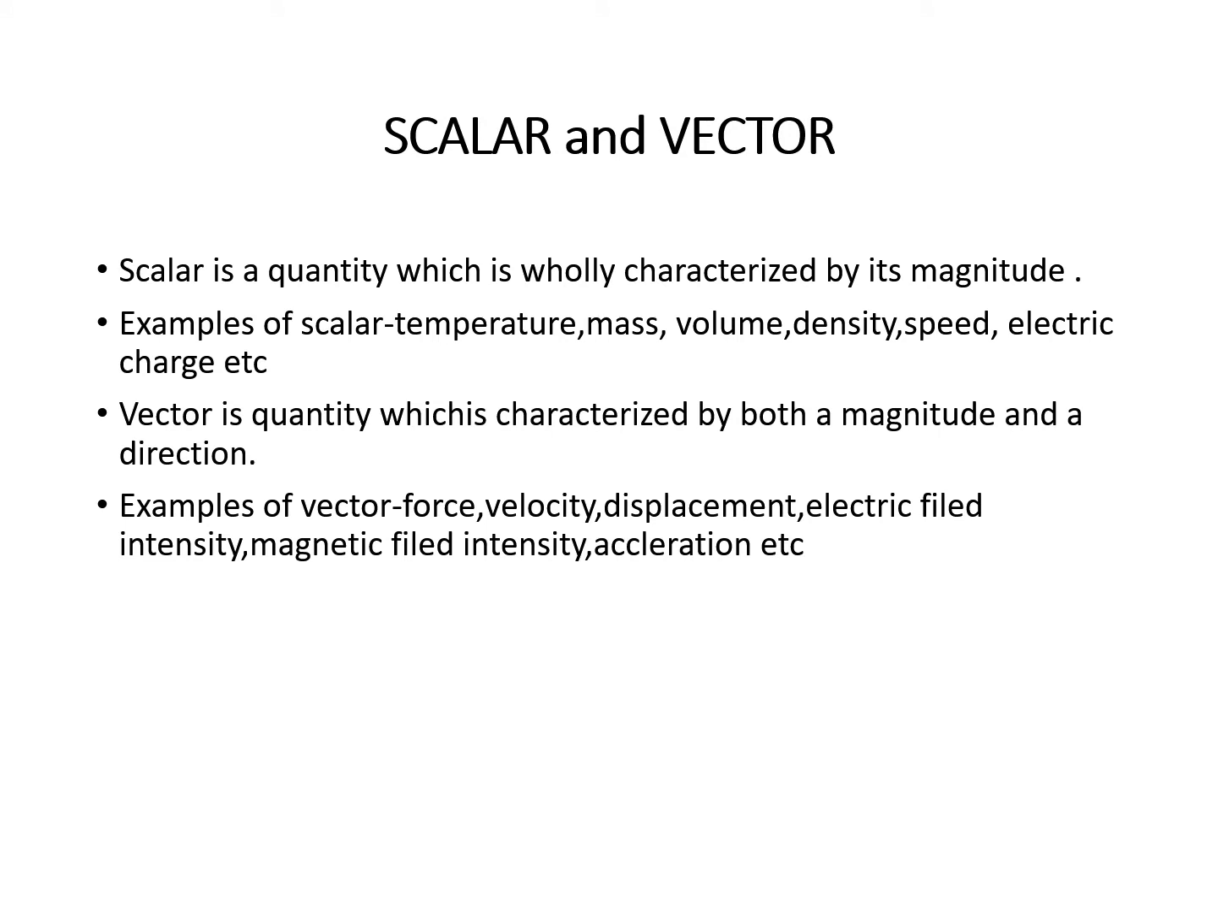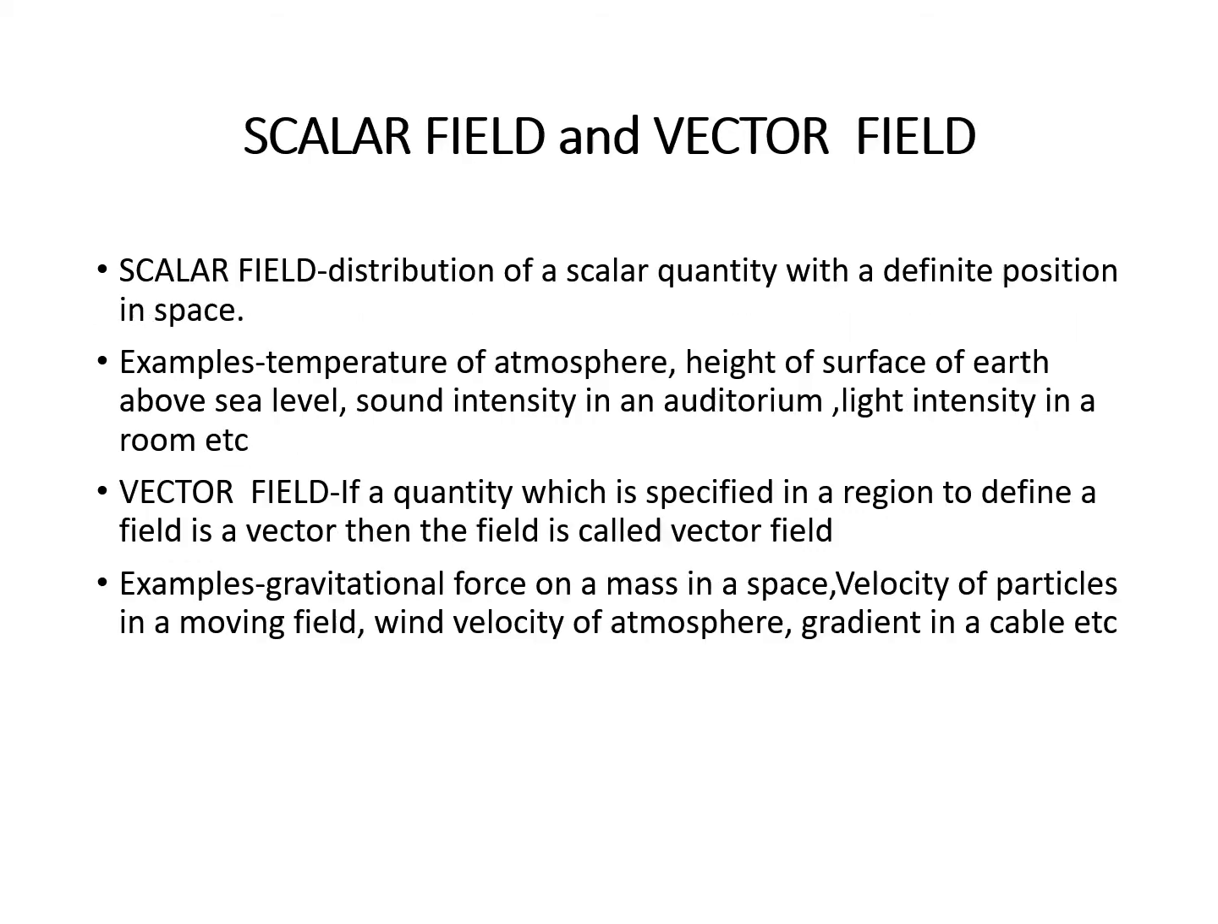Next, we will see about the vector fields topic. What is scalar and what is vector? Scalar is a quantity which is wholly characterized by its magnitude. The examples of scalar are temperature, mass, volume, density, speed, electric charge, etc. A vector quantity is characterized by both magnitude and direction. The examples of vector quantity are force, velocity, displacement, electric field intensity, magnetic field intensity, acceleration, etc.